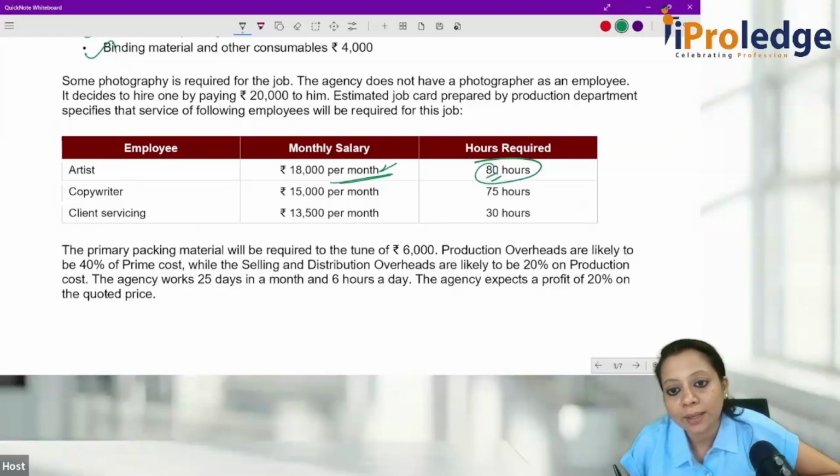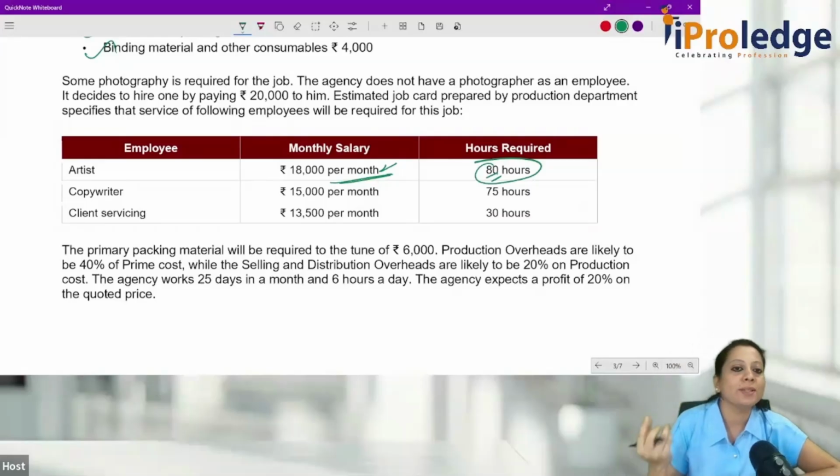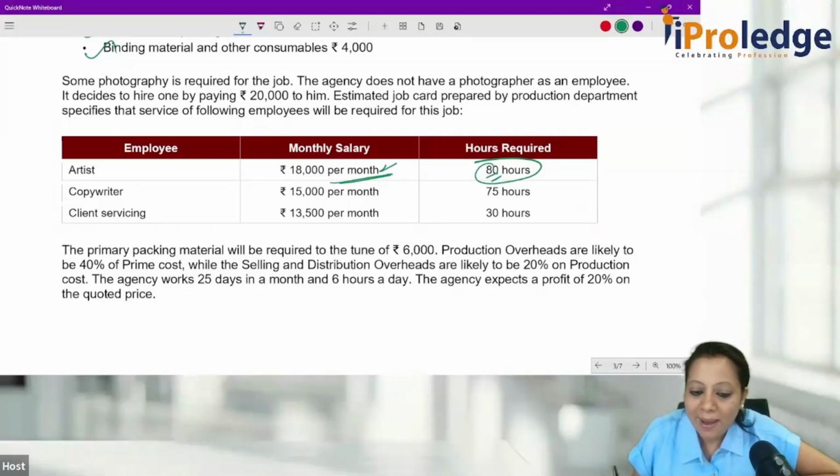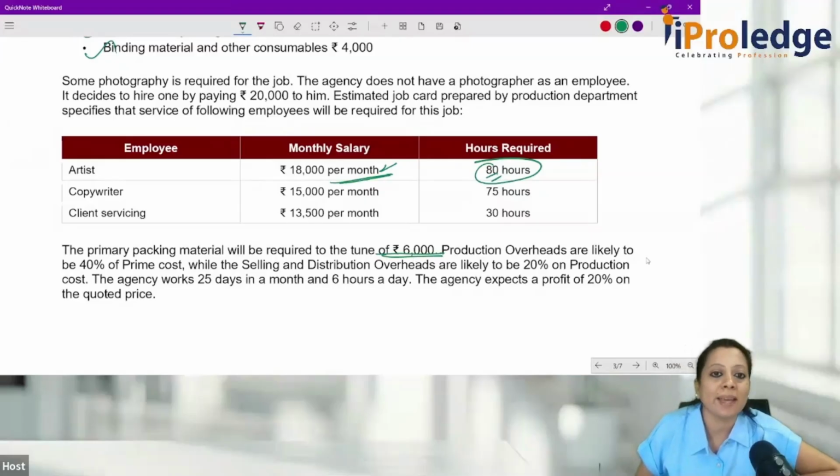Ma'am, how many hours is he working? They will give that information. Yes. So copywriter is given, client servicing is also given in the same manner. This is the only thing that you should notice about a job. So for this particular job, how much is the expense? That's all. Okay. So now the primary packing material will be required to the tune of 6,000. Primary packing material, you all know how to treat it. Cost sheet also we have seen multiple times. Primary packing, secondary packing.